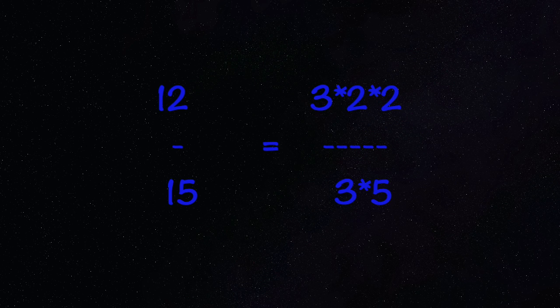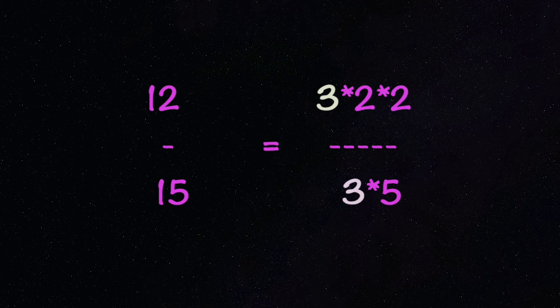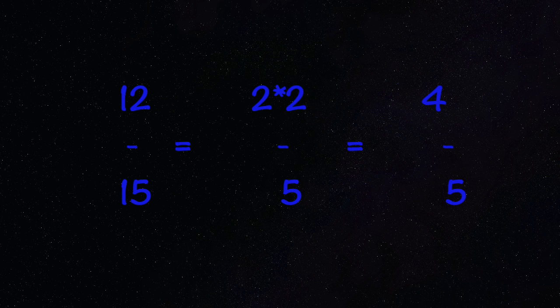Fantastic. Factor down 12, we know that 12 is 3 times 2 times 2. Now when we factor down 15, we know that 15 is 3 times 5. Now when we cancel out the two 3s, because 3 over 3 equals a whole, we're left with 2 multiplied by 2 over 5, which equals 4 over 5. Great job!